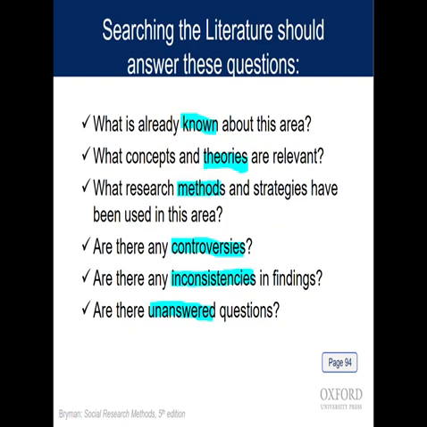Searching the literature should answer these questions. What is already known about this area? I've stressed that. What concepts and theories are relevant? So, what ideas, concepts, and theories have researchers who looked at this question before developed? How do they conceptualize these ideas?